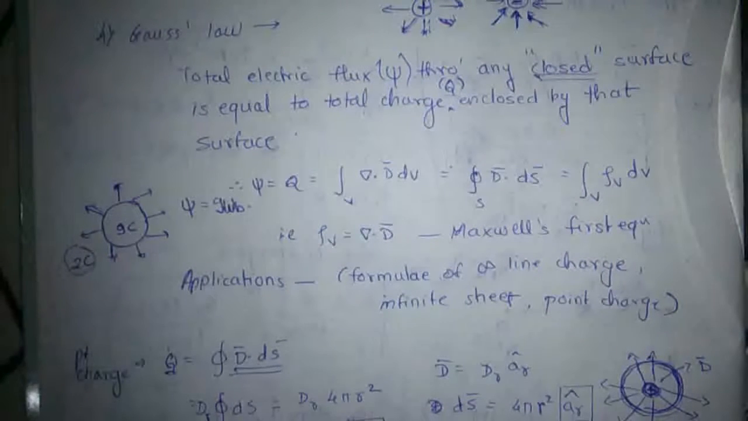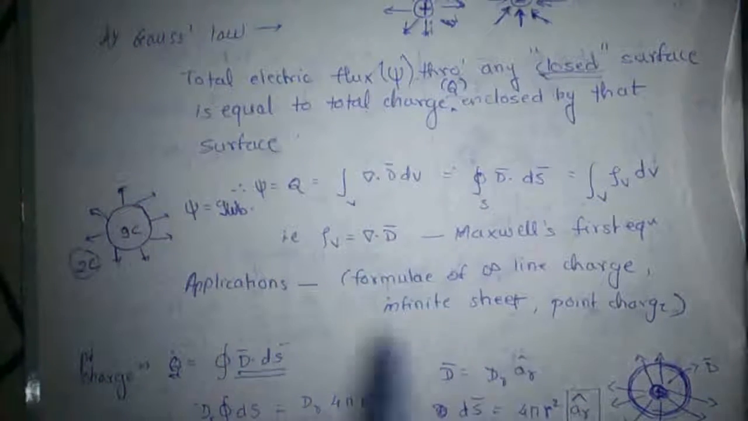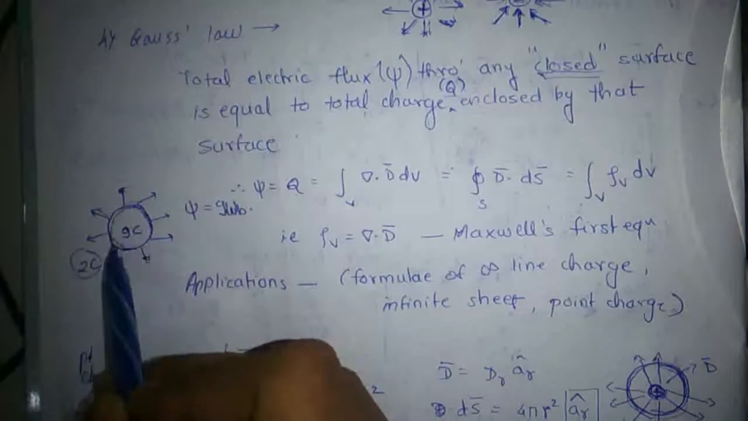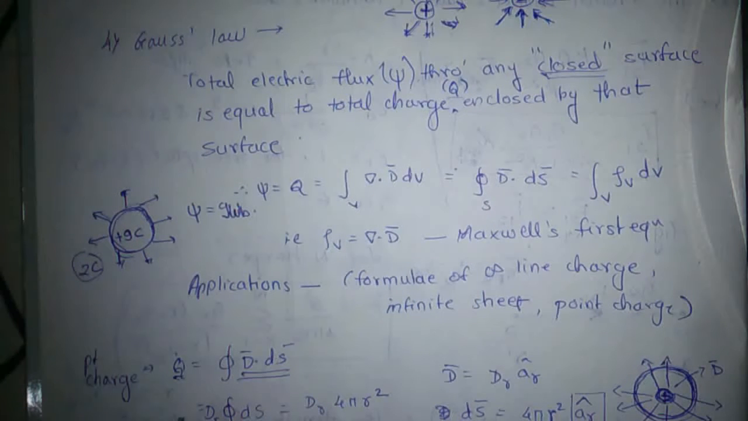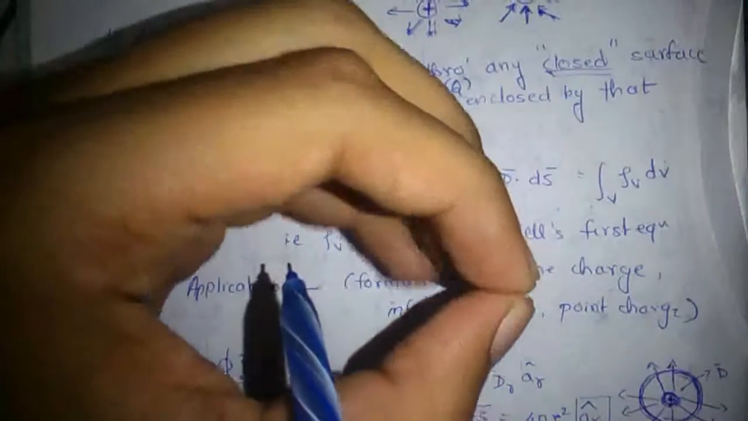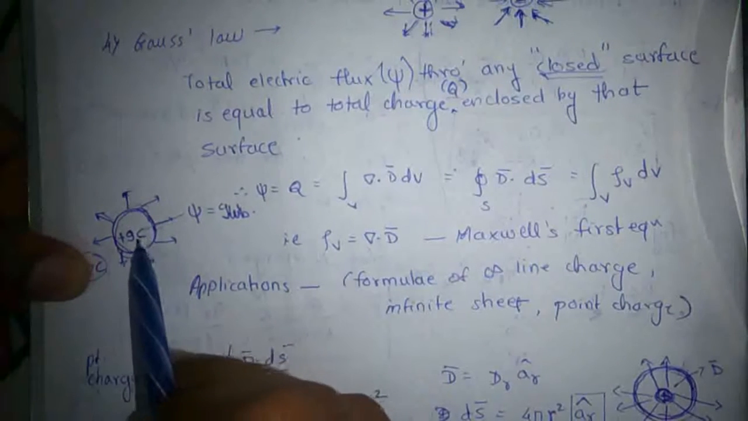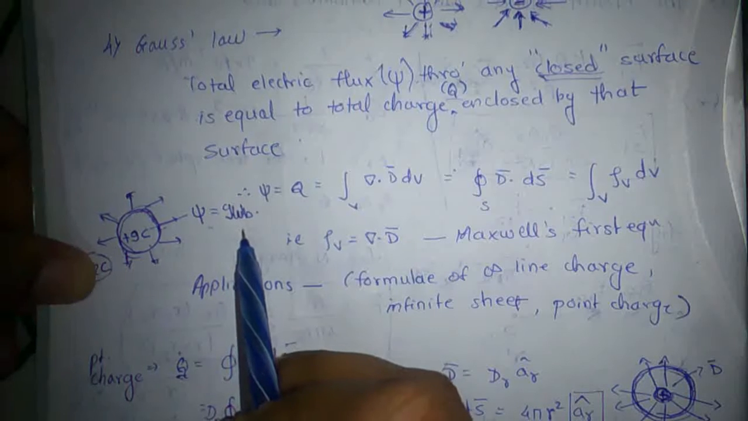Now, what Gauss said was that the total electric flux through any closed surface is equal to the total charge enclosed by that surface. Let me give you a very simple example. Suppose this is a ball, and I am holding a charge of 9 coulomb inside it. The charge is inside the ball. Then the total electric flux out of this ball is equal to this charge. That is, the total flux will be 9 Weber. Weber is the unit of electric flux.